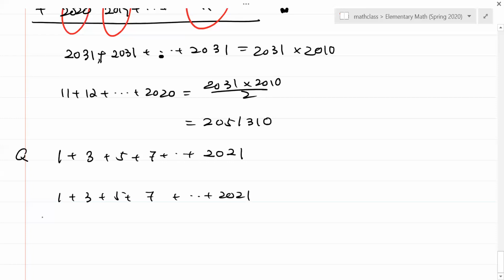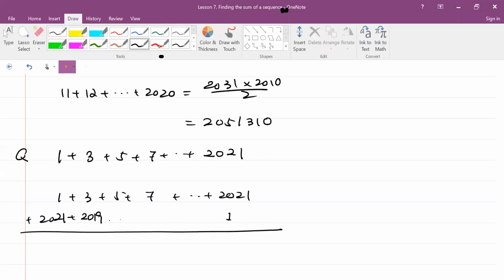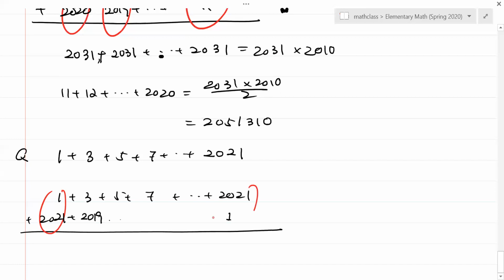Okay, you reverse the order: 2021, 2019, and keep it going. So 1, right? Add them together. You will see each time if you add them vertically, you will get 2020, 2020. Right? Question is how many terms there?